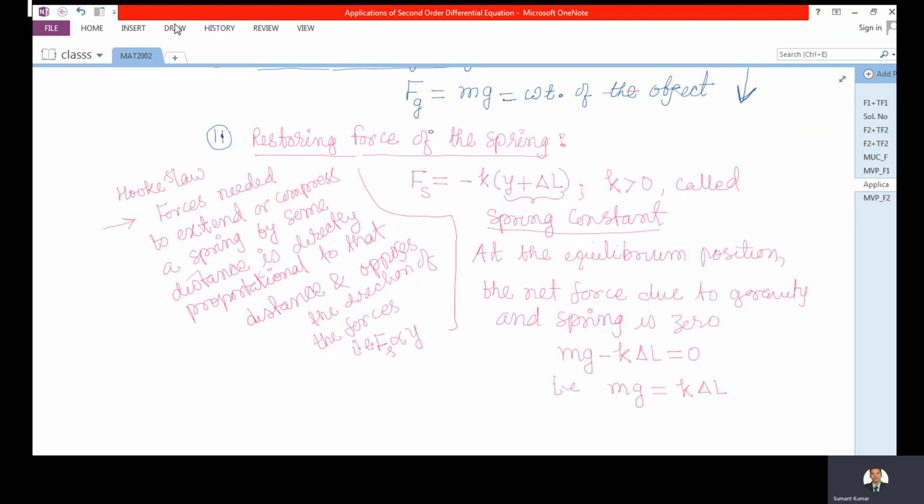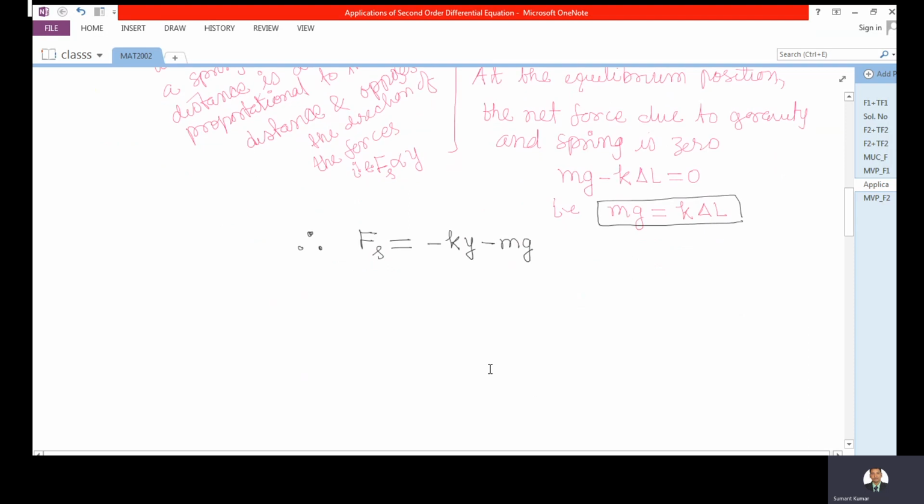So here it is clear that if we put the value of k times delta L into this equation, our F_s, the restoring force due to the spring, becomes minus k times y minus mg. This is the force due to the spring.